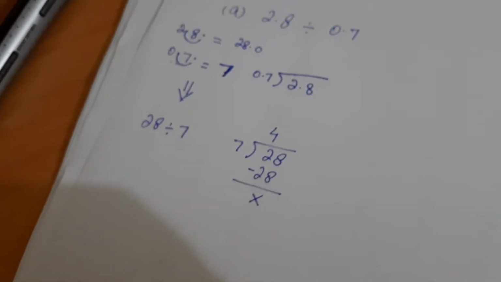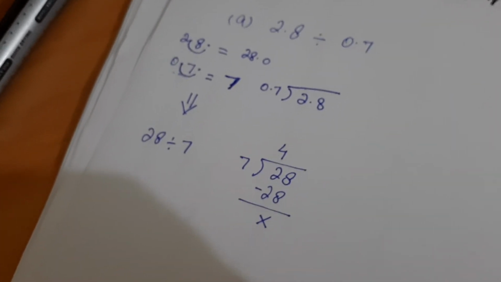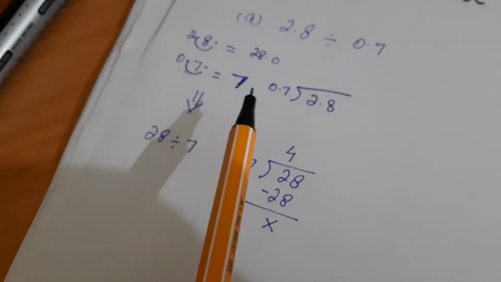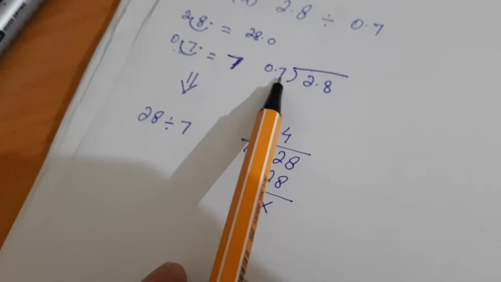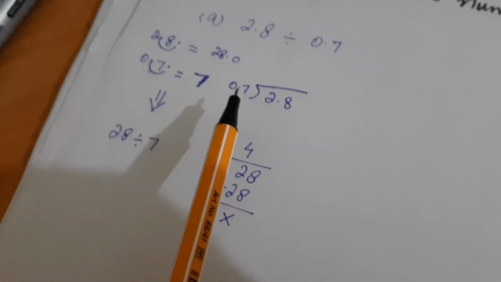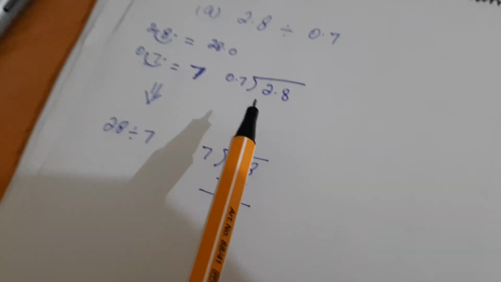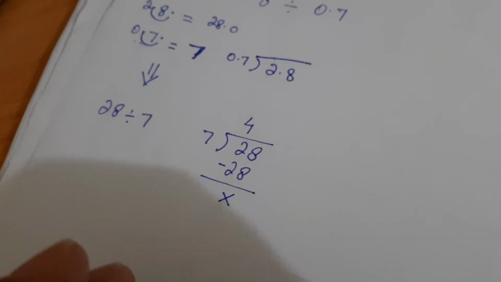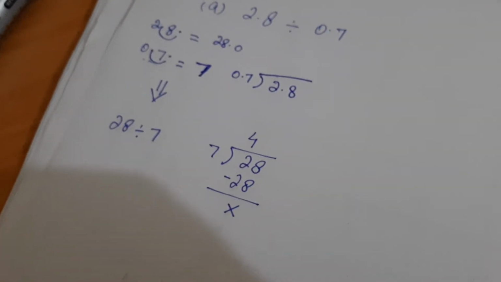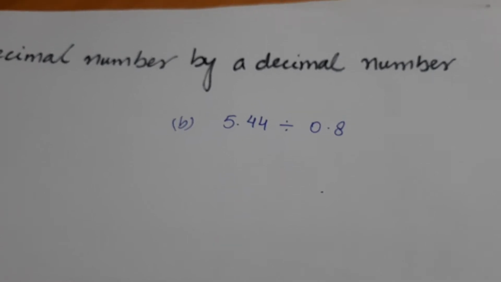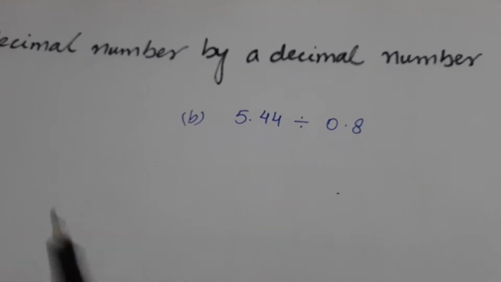What we did here is we just did that for simplicity. Our basic aim was to make the divisor a whole number, and for that you had to move the decimal point, and since you are changing the position of the decimal point in the divisor, you have to do the same for the dividend as well. So that's what we did. Now let us move on to the next example.